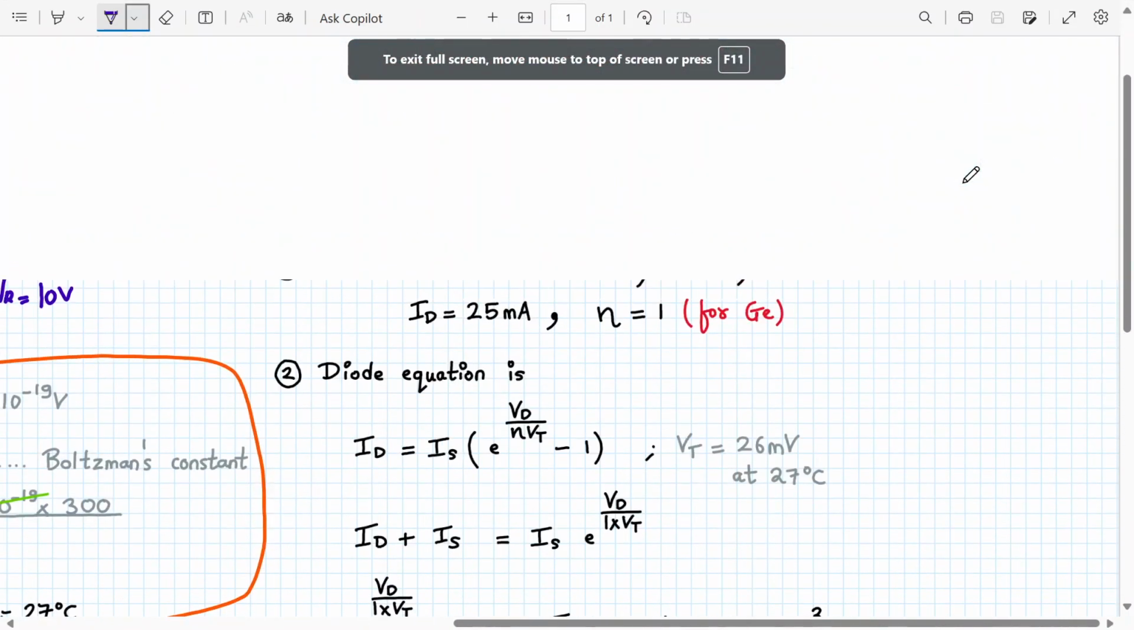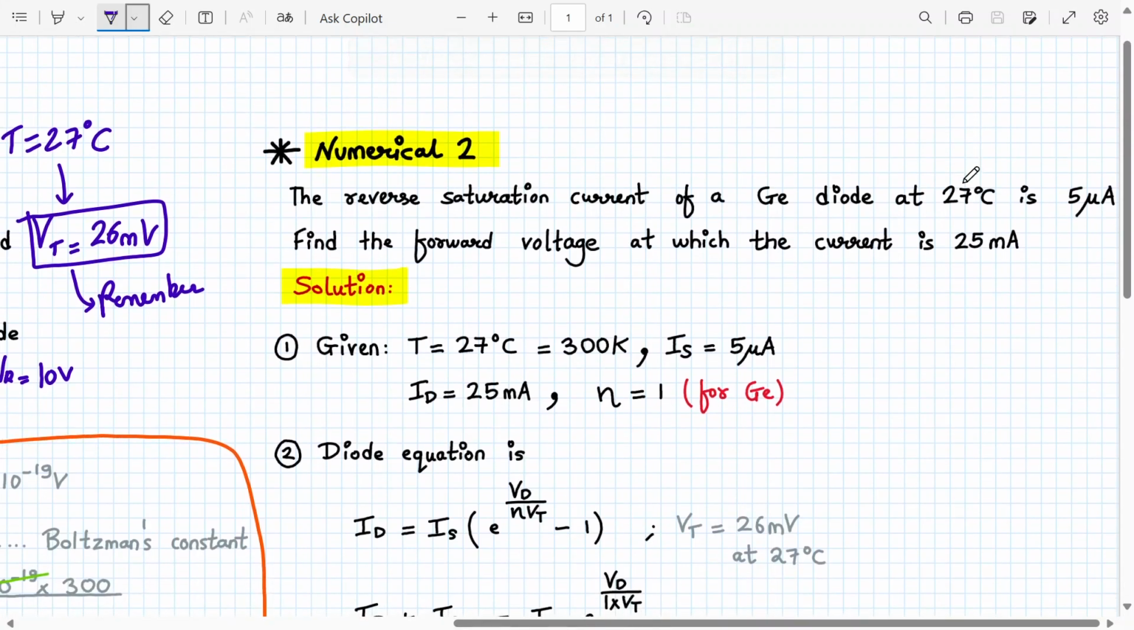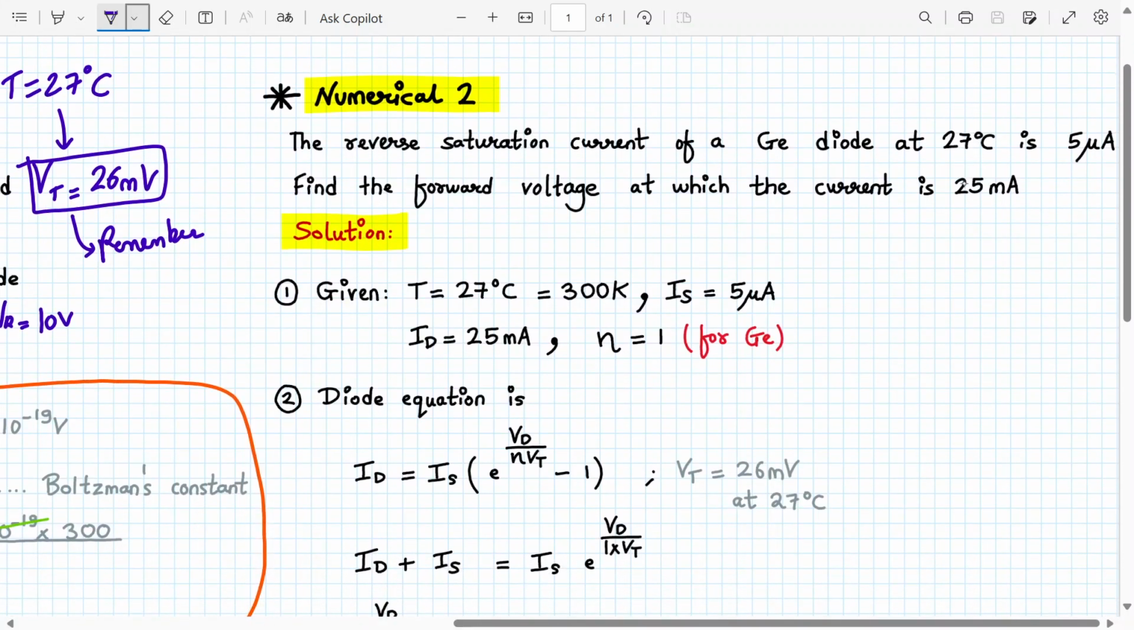Alright. Let's move on to the next one. In the second numerical, the reverse saturation current of a germanium diode is given as 5 microampere. So IS is 5 microampere. Temperature is 27 degrees Celsius, so VT will be 26 millivolt. You have to assume this value. Forward current is given as 25 milliampere, and we have been asked to find the forward voltage.